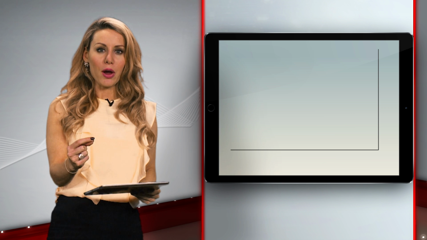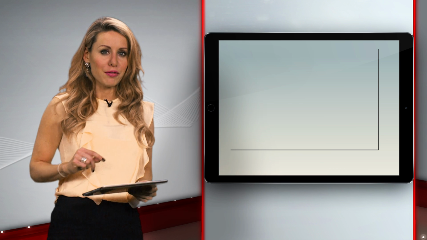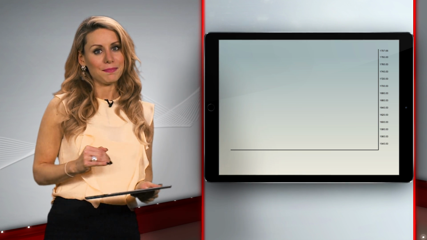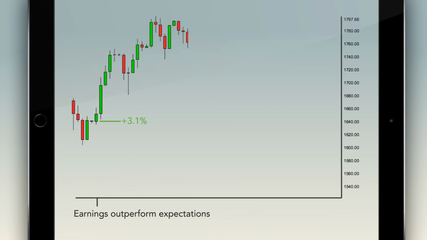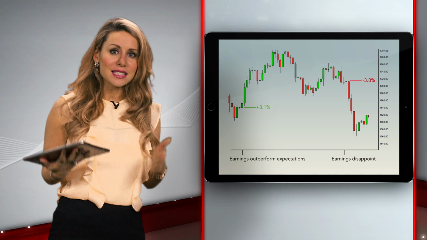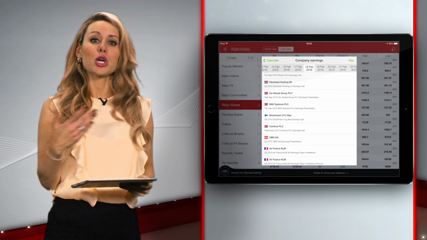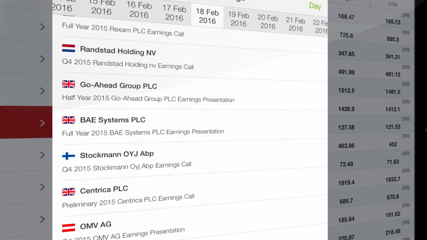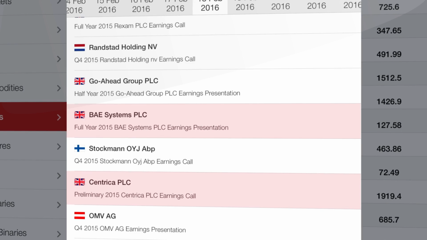A firm's share price can be particularly volatile around an announcement, especially if the figures are significantly better or worse than anticipated. If the earnings outperform expectations, the share price generally rises. However, if the earnings disappoint, then the share price is likely to fall. You can use our economic calendar to see which companies are releasing results on any given day. On the 18th of February, for example, I can see that BAE and Centrica are releasing earnings results.